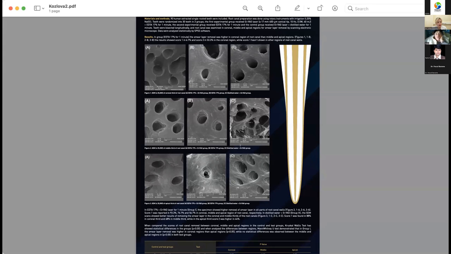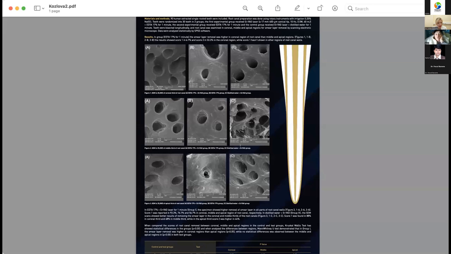For the group where we used EDTA 17% with Erbium YAG together in combination, it was laser activated irrigation. Our samples showed high removal of smear layer in all parts of the root canal walls, and score 1 was reported in almost 93.3% in the coronal region, in the middle 76.7%, and the apical region 56.7%.